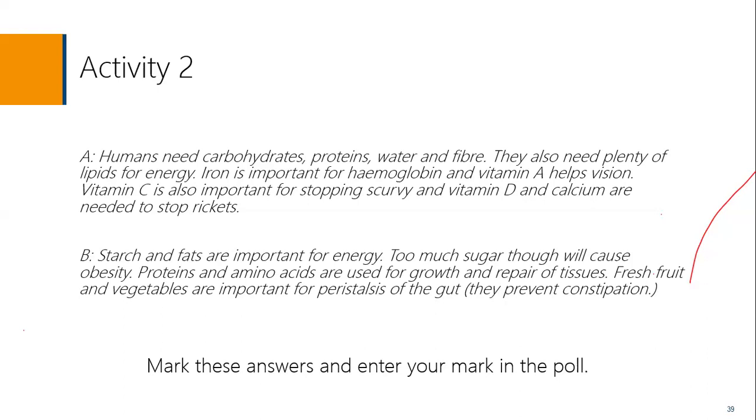describe the function. So each mark point, if you have a look at the mark scheme you've got, the named nutrient is linked to its function. It's not enough just to give a list. You need to say what its role is. Those of you who have marked it have been quite generous. Answer A only gets one mark. It says that carbohydrates, protein, water, and fiber are needed, but it doesn't say what they're needed for. They need lipids for energy. That's where the mark is.